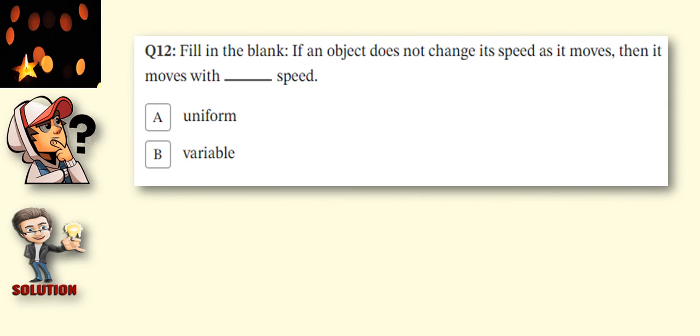The last question of our group today. Fill in the blank. If an object doesn't change its speed as it moves, it means that its speed is constant, or the body moves with uniform, regular, or constant speed.